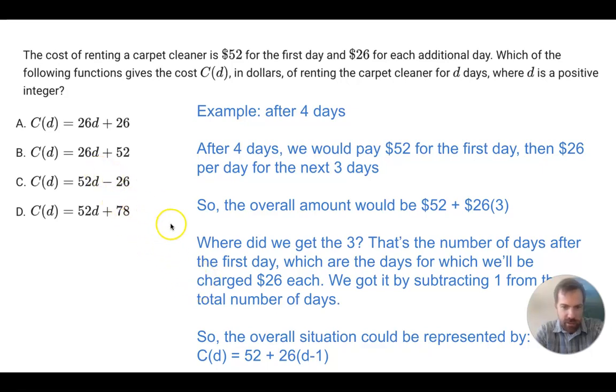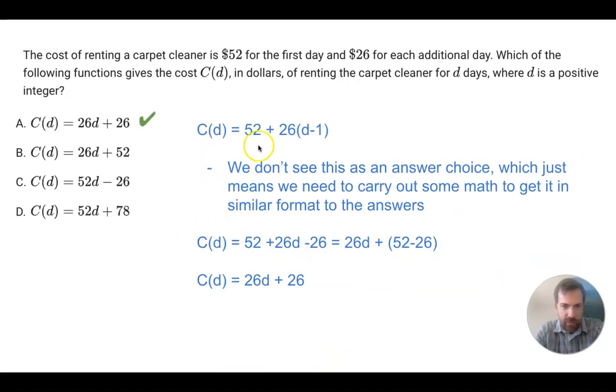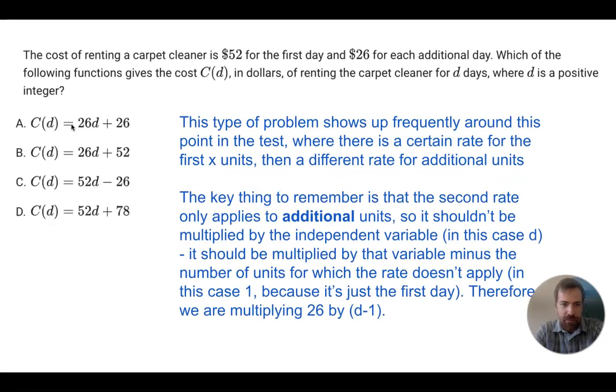Okay, so now we have our function, but we notice we don't see this exact function in any of the answer choices, right? That's okay, we just need to carry out some math and reform that a little bit. So we have 52 plus 26 times (D minus 1). So let's just distribute this 26 through the D minus 1. So we have now 52 plus 26D minus 26. So that's the same as 26D plus 52 minus 26. So that gives us 26D plus 26, because 52 minus 26 is 26. Now, we do see that answer choice, answer A. So that's our correct answer.